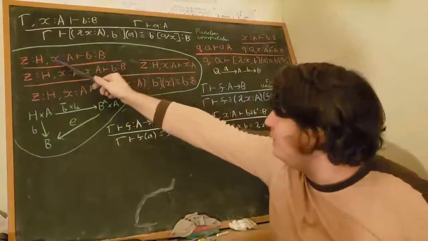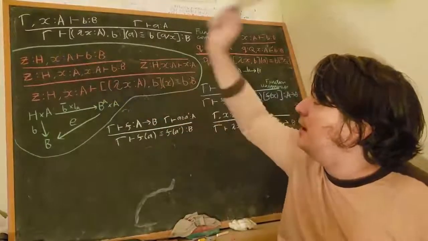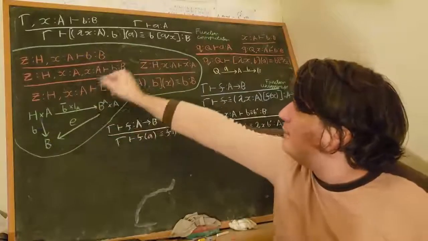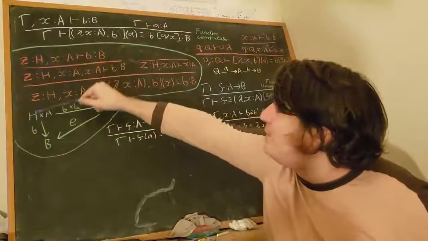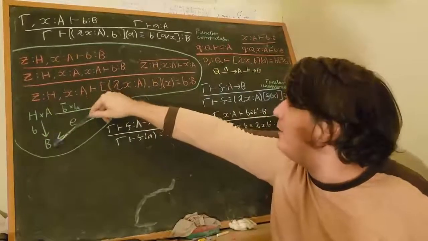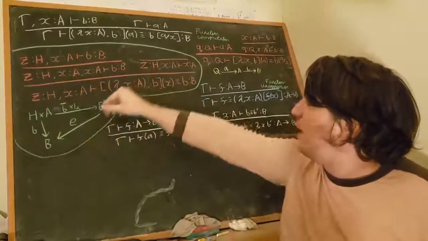But we can start off with this line here for our starting assumption. So we start by assuming that this term b of type capital B depends on this value z of type h and this value x of type a. So that's really defining this arrow here. And then we want to try and show that this triangle commutes.